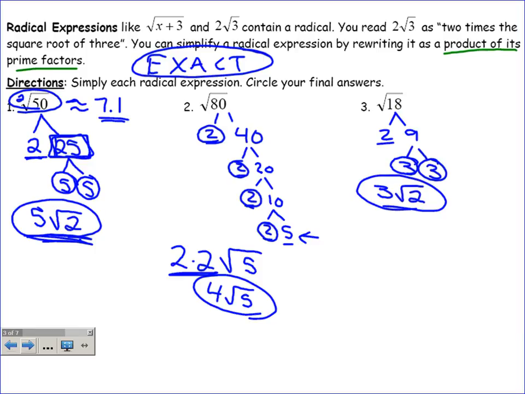Yes? Uh-huh. 4 times the square root of 5. Okay, now. Okay, Brett, what was your question?